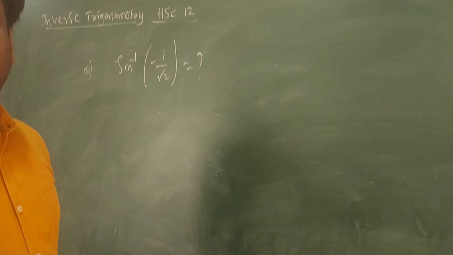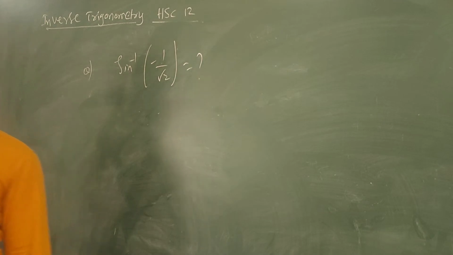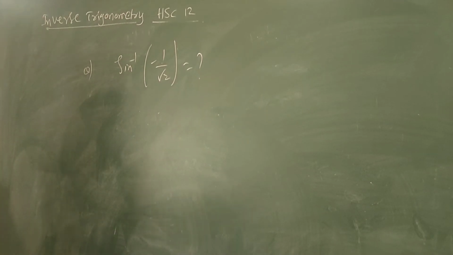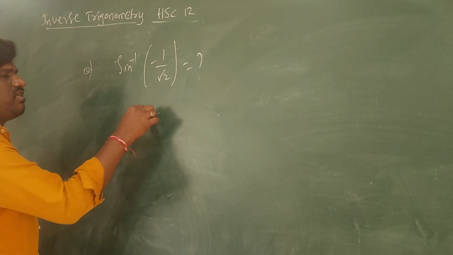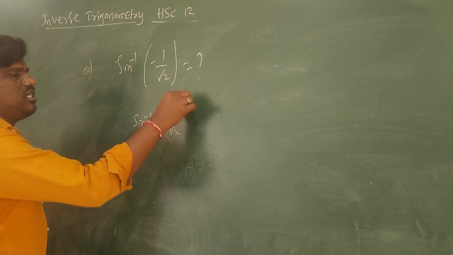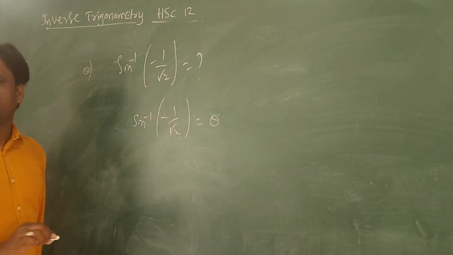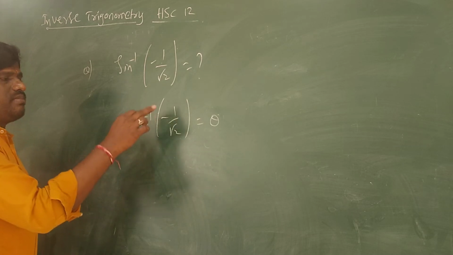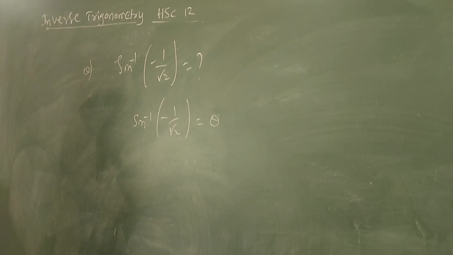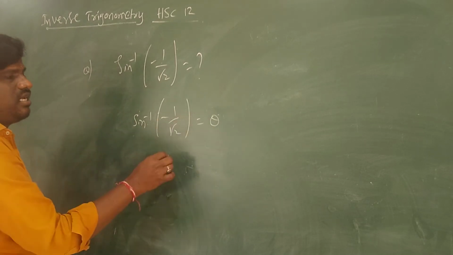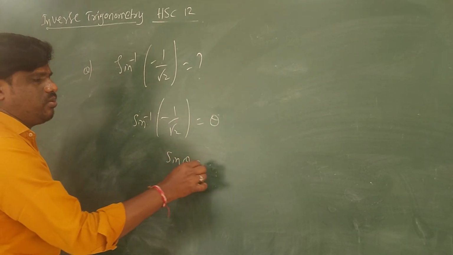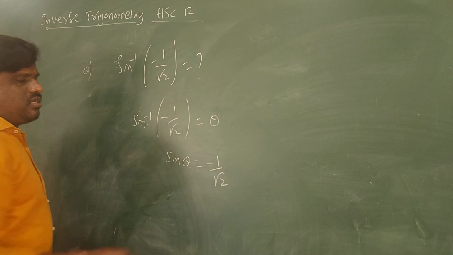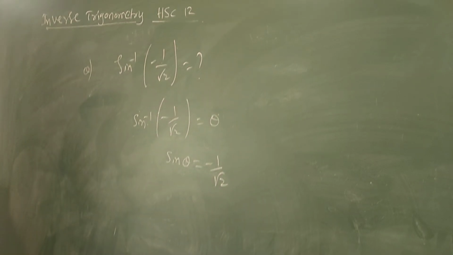Right? So somebody asks you sine inverse minus 1 by root 2 is how much? So what you do here, I take sine inverse minus 1 by root 2 is equal to theta. Listen to me carefully. Sine inverse minus 1 by root 2 is equal to theta. Then if I send this side, I get sine theta is equal to minus 1 by root 2. So for 1 by root 2 you get pi by 4.